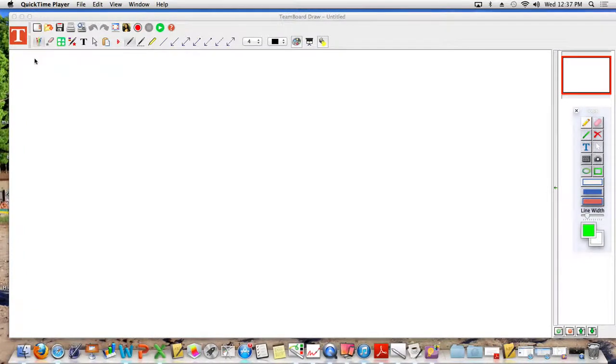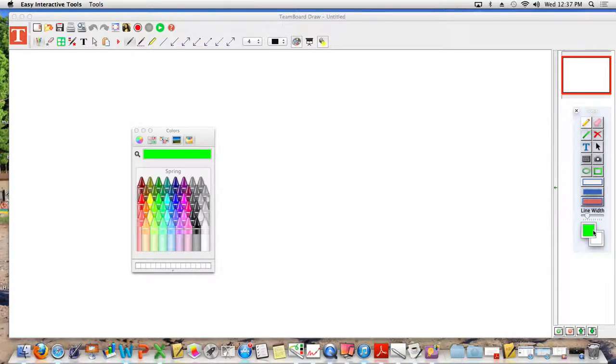Label them with... I gotta choose another color. Sorry guys.